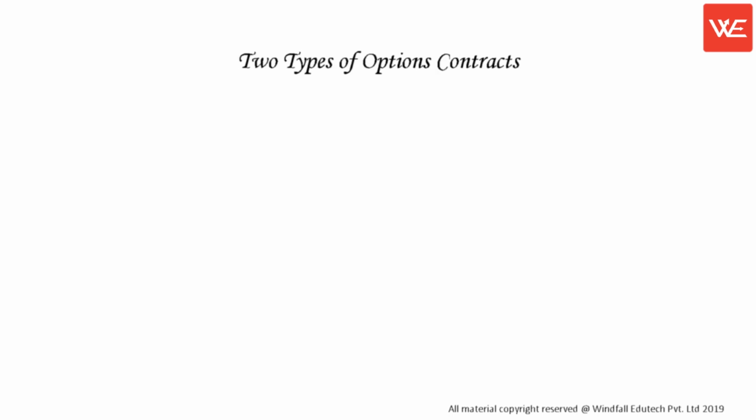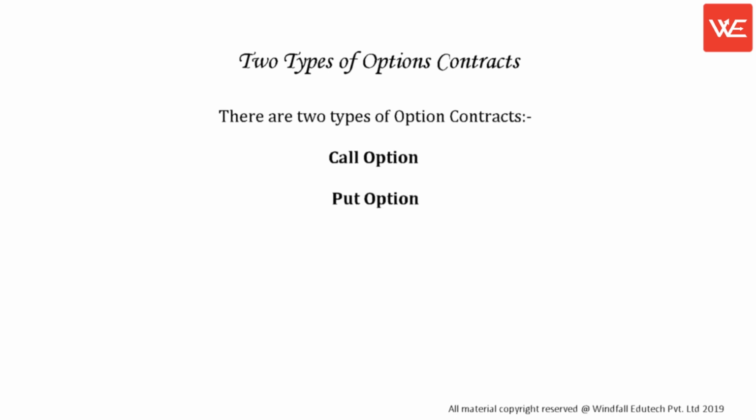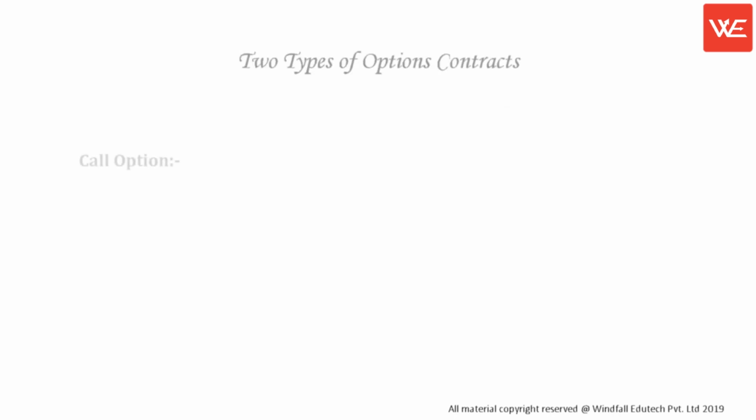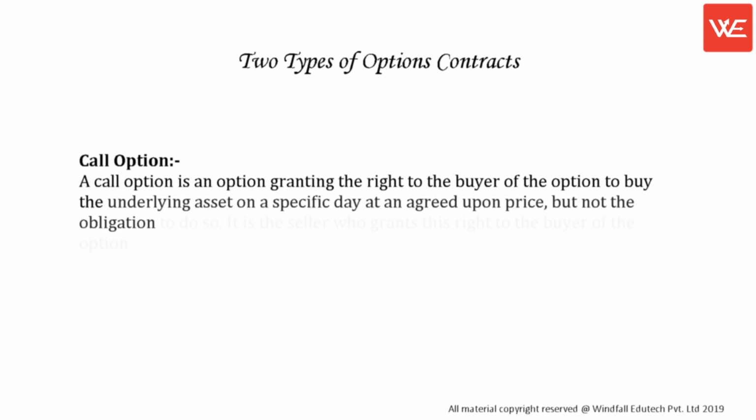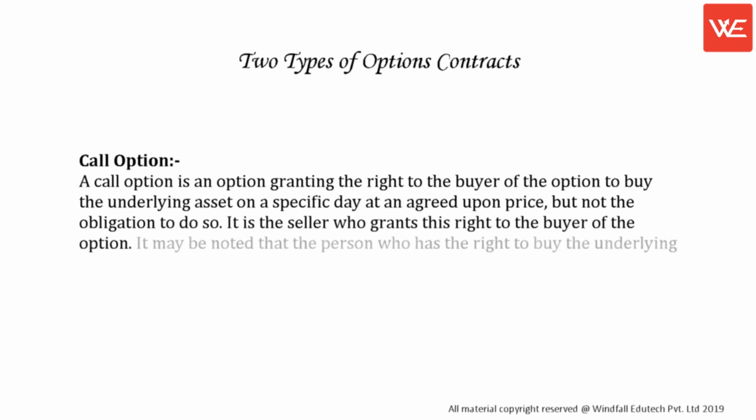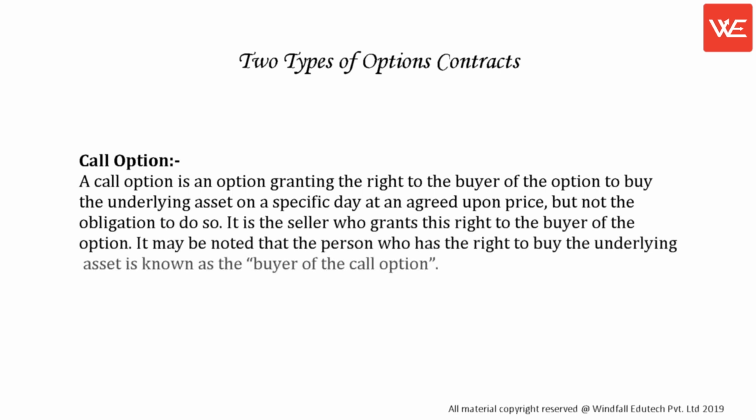Two types of options contracts. There are two types of option contracts: call option and put option. Call option. A call option is an option granting the right to the buyer of the option to buy the underlying asset on a specific day at an agreed-upon price, but not the obligation to do so. It is the seller who grants this right to the buyer of the option. It may be noted that the person who has the right to buy the underlying asset is known as the buyer of the call option.